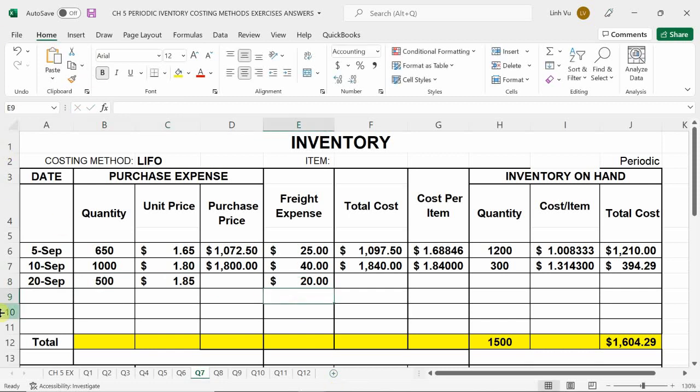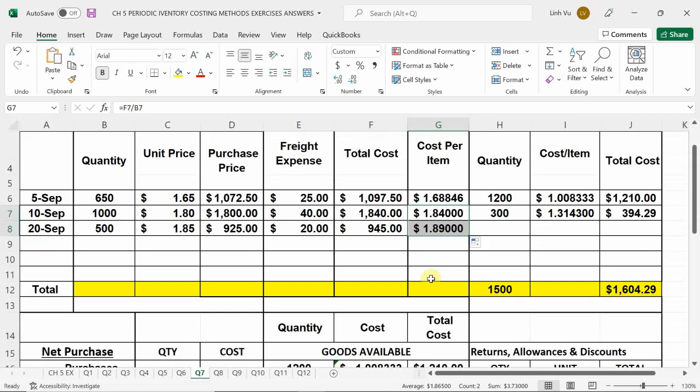So what is going to be my purchase price here? 925. Okay. Plus 20 gives us 945. Okay. So here, right now, I need to spread $945 across 500 units. Okay. So in this case, what is my cost per item here? $1.89. Okay.